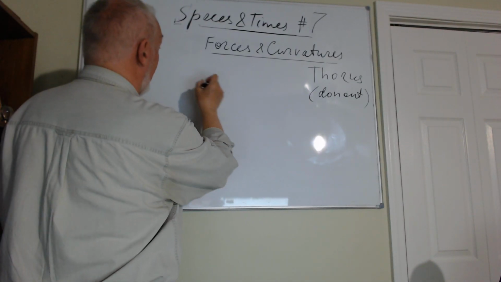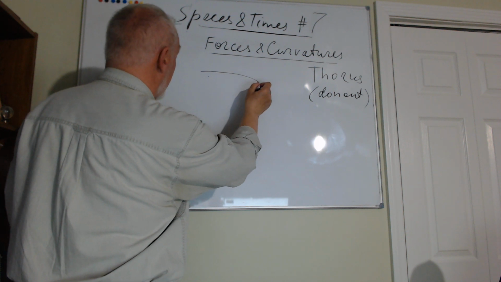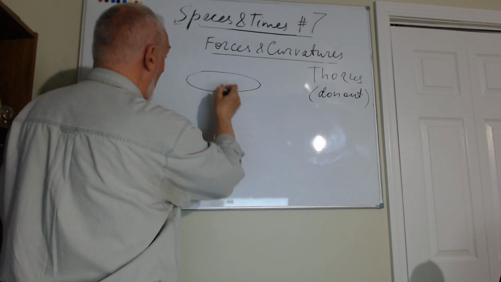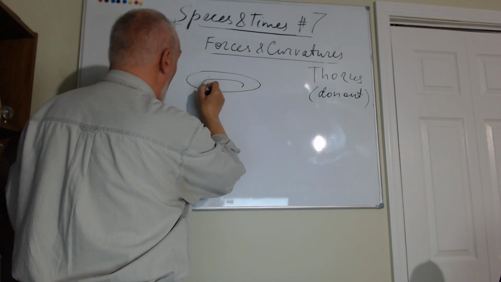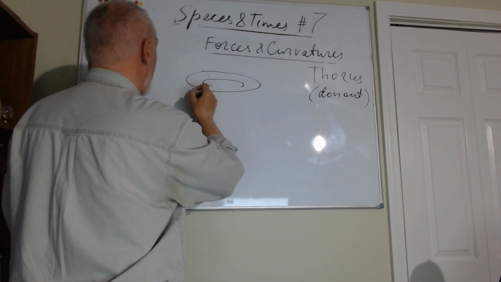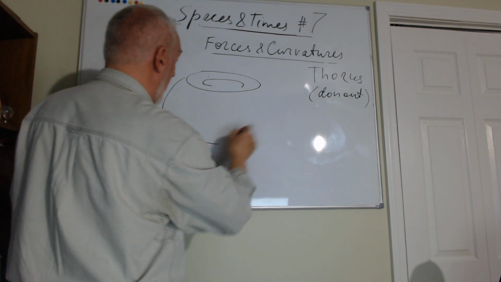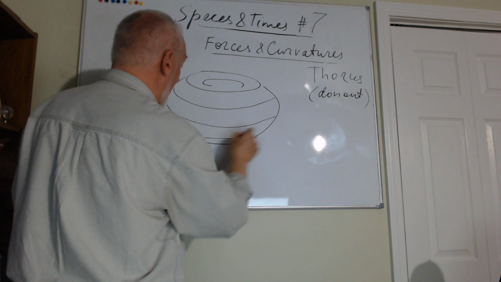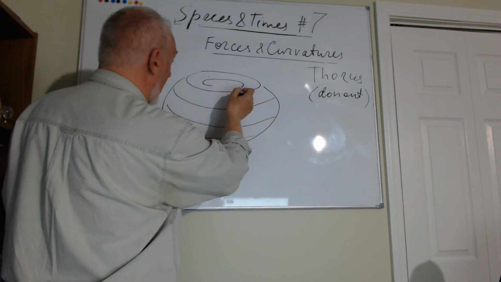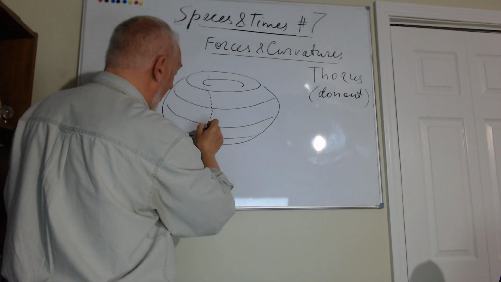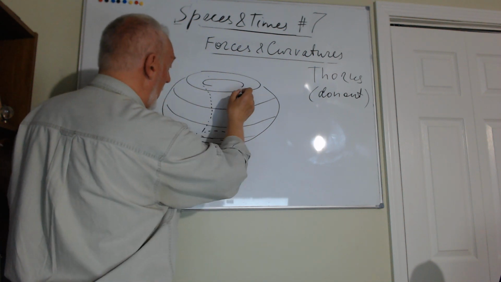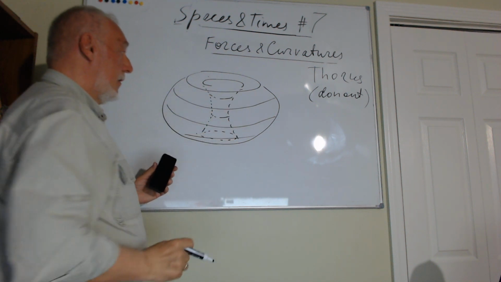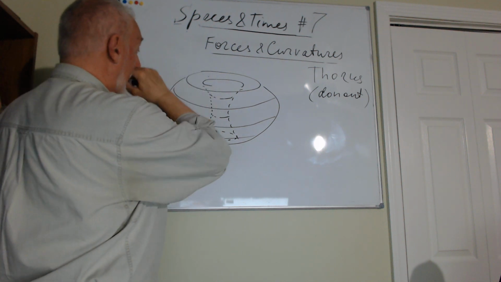Okay, now we have this space with this donut. That's a really fat donut. And here in the donut there's a hole in the middle. You see that? Here's the donut hole, inside the donut. You got the idea? That's a pretty good drawing.